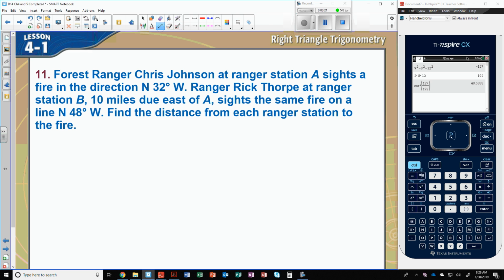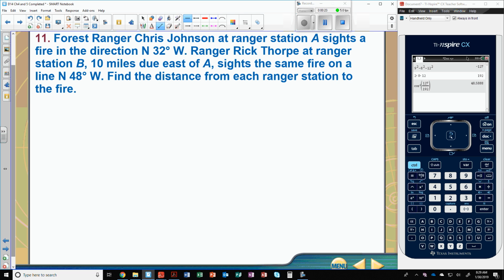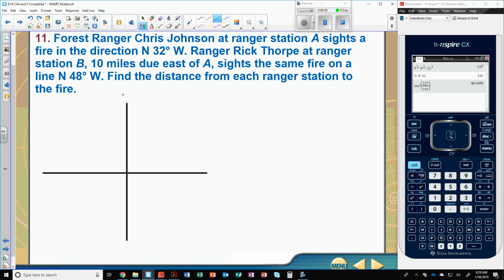All right, so to help ourselves out, let's put a little northeast southwest plot on our paper. We'll say north, east, south, and west. Station A sights a fire in the direction of north 32 degrees west. I'm going to say that A is at the origin for now. Let me put it in red, a different color, so it stands out. So here is A right there.